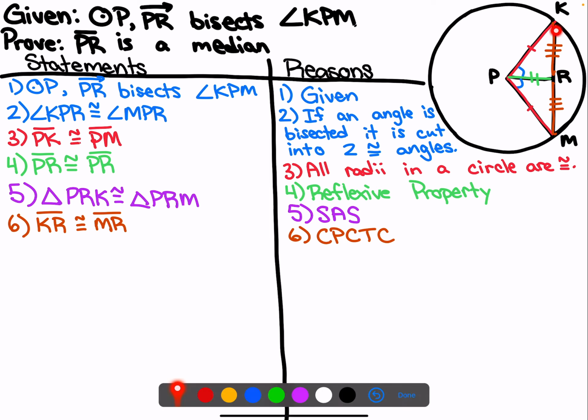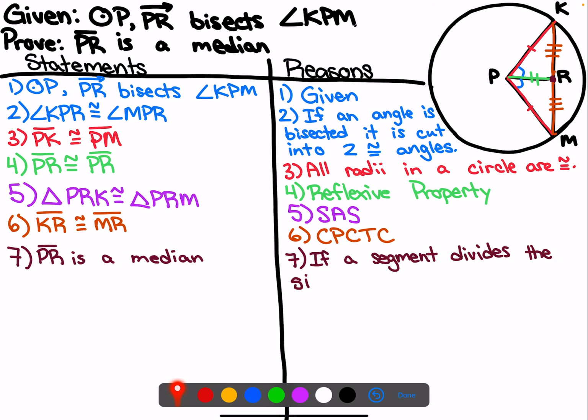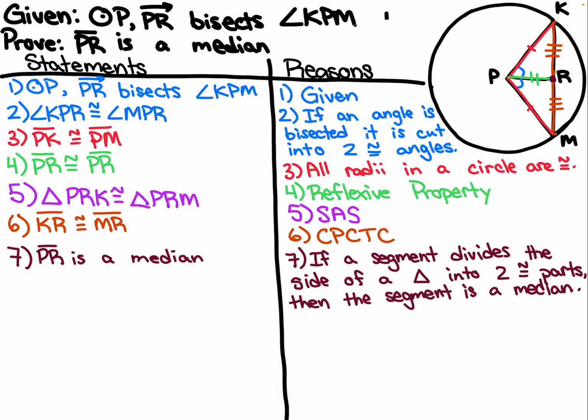Well, if KR is congruent to RM, that would mean that R is right in the middle of that segment, which means that R is a midpoint, which means PR is intersecting through the midpoint, which means that PR is a median. So we can say at this point PR is a median, and the reason that we can say that is if a segment divides the side of a triangle into two congruent parts, then the segment is a median. We can see that's intersecting right at the midpoint here as well. And with that, this proof is now finished.